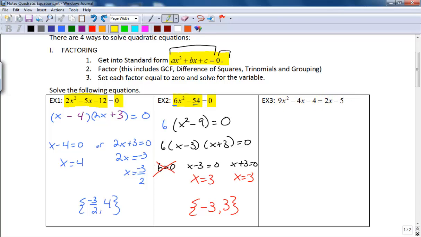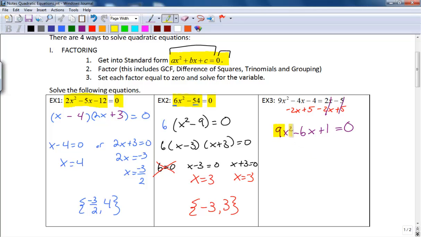So what I need to do is move everything over to the left. I'm going to subtract that 2x and add 5. When I do that, I get 9x squared. Negative 4x minus 2x is a negative 6x. And negative 4 plus 5 is a positive 1 equals, these cancel, 0.